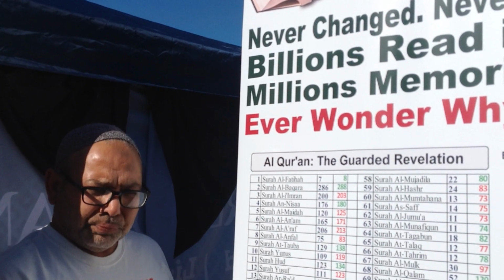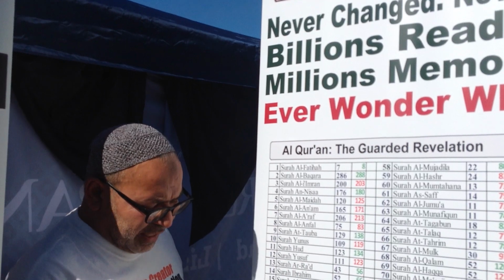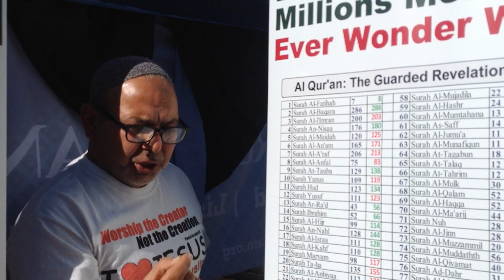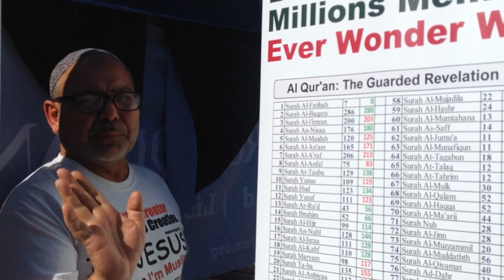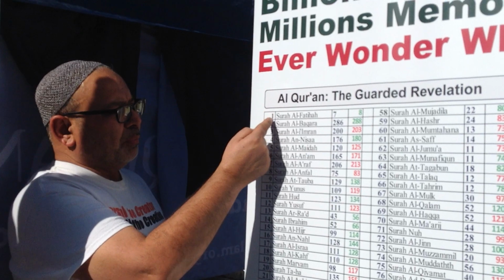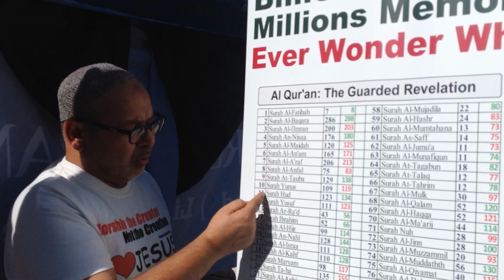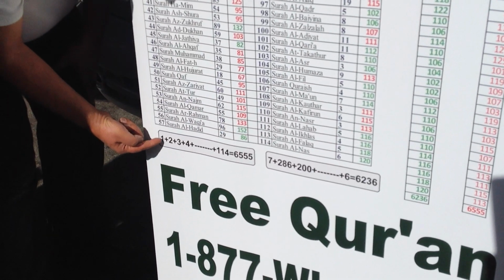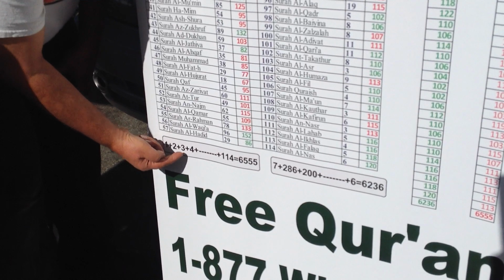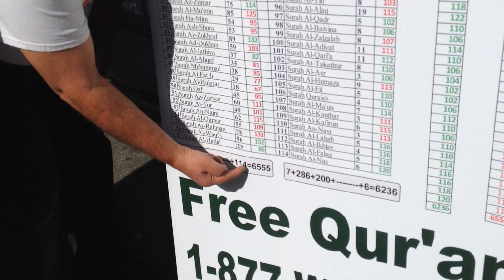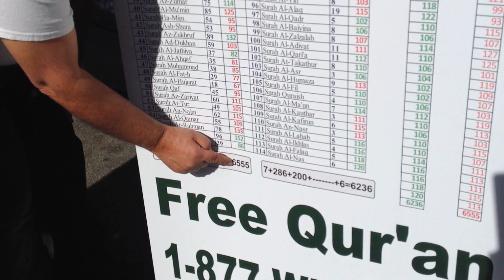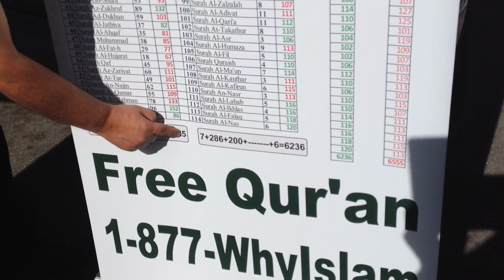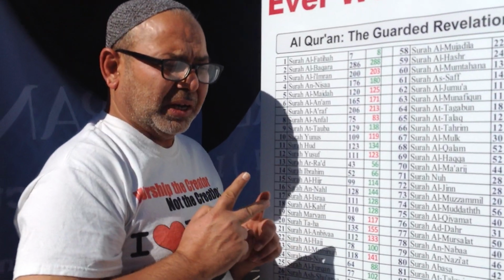To understand the structure of the Quran, we will introduce one more number. It is simple arithmetic: 1 plus 2 plus 3 plus 4, all the way to 114. The number we get is 6,555. Now we have two numbers to remember.